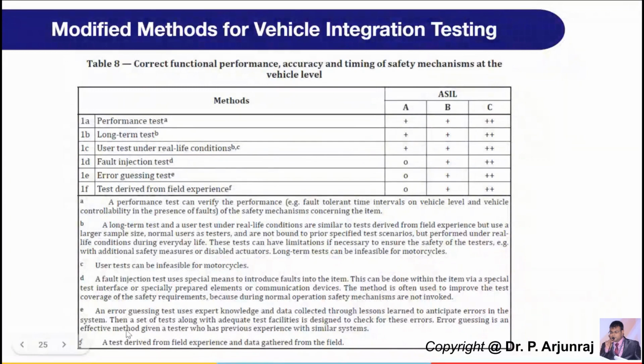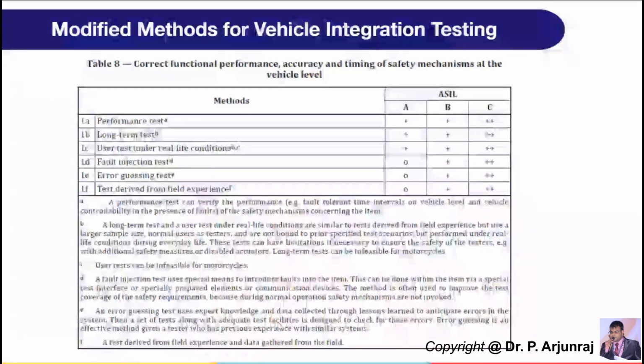The last two I will explain, where the error guess test uses the expert knowledge and the data collected through lessons learned. It also helps us to anticipate the errors in the system. Then a set of system tests are done along with adequate test facilities, designed to check for these errors. Error guessing is an effective method which also benefits the tester who has previous experience with similar systems. And the tests derived from the field experience and the data gathered from the field also need to be taken here.